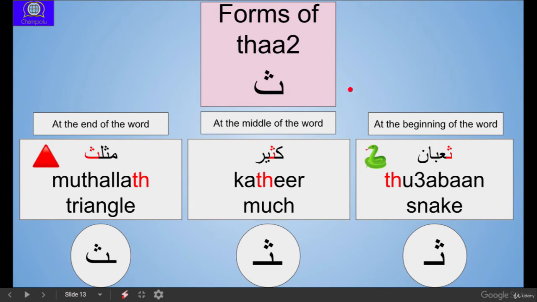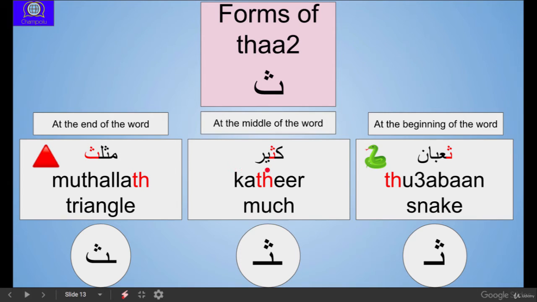So let's take examples. When it's in the beginning of the word, for example, like in the word thu'ban, you'll find that it looks as in the initial form as in here. Or when it is in the middle of the word, like in the word kathir, you'll find it looks like in the medial form as in here. And if it comes at the end of the word, like in the word مثلث, you'll find that it looks like the final form as we see here. Notice that in the word مثلث, this letter also comes in the medial form and in the final form. So it's important to be able to recognize this letter in any form that we can see in any part of the word.